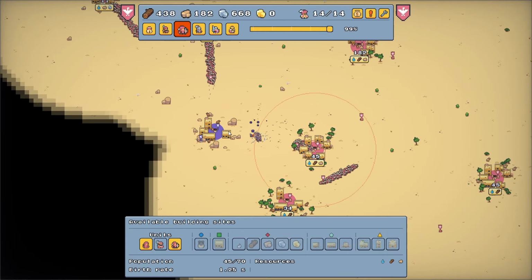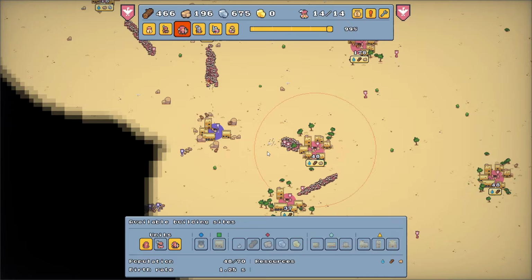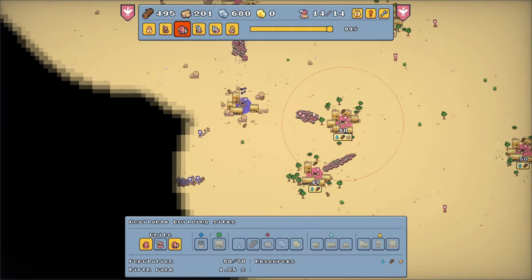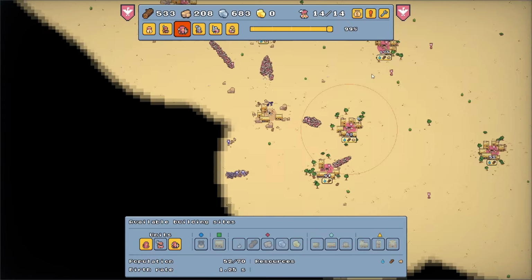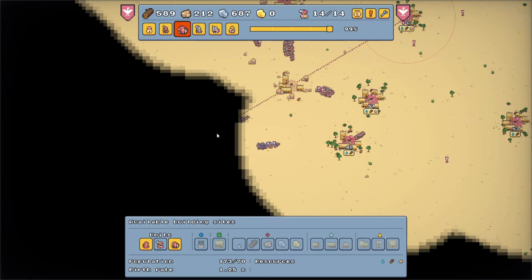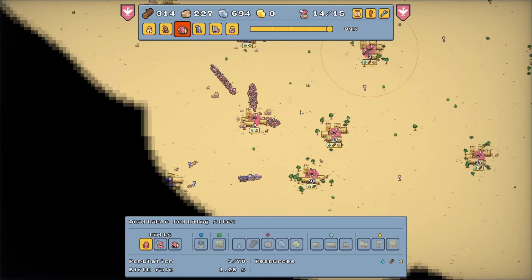That's got to be his capital. It's a shitty one. Two houses, so 60 max population. It's not his capital. It's still coming for us from somewhere. It's coming from over here. Let's see if we can click onto it. I think, yep, there it is. Good.